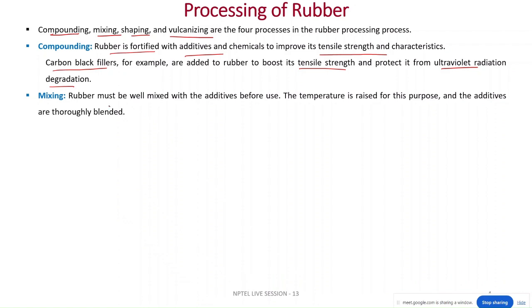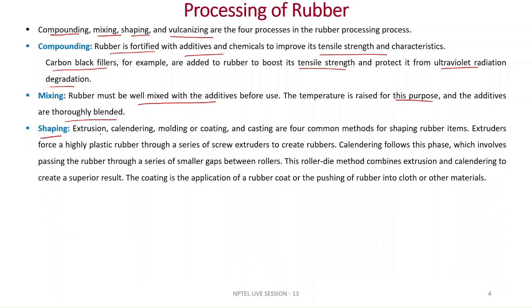Next step is mixing. The rubber must be well mixed with the additives before use. The temperature is raised in the mixing stage, and the additives are thoroughly blended by this mixing.